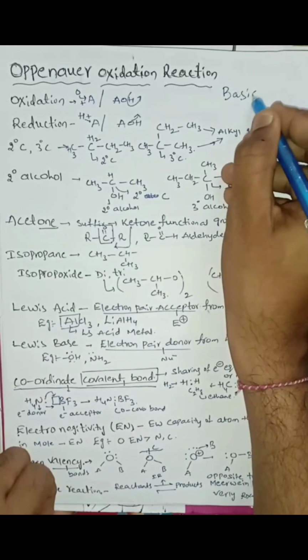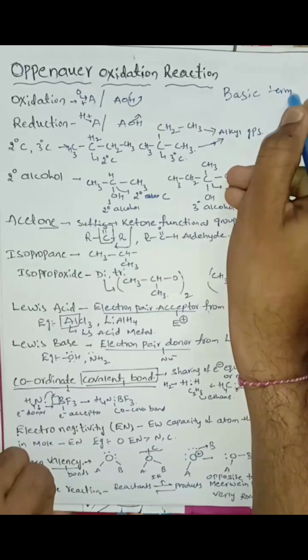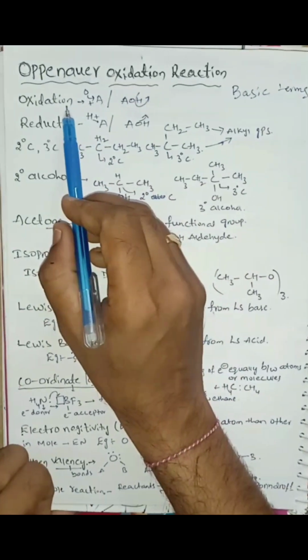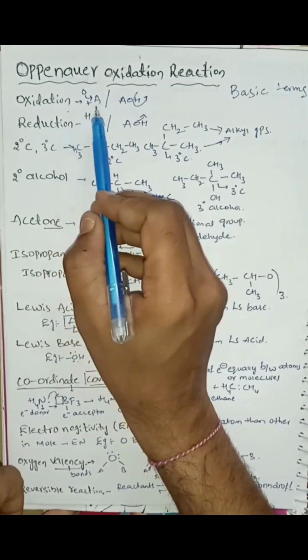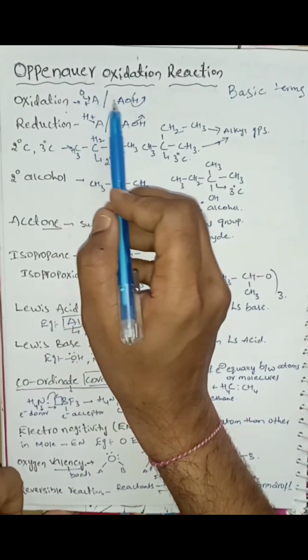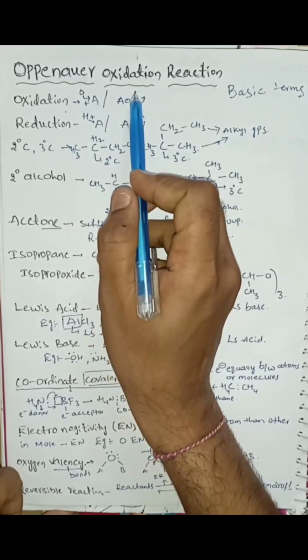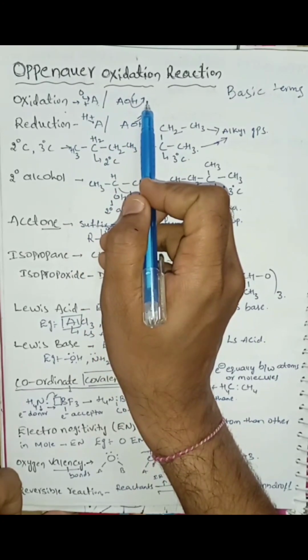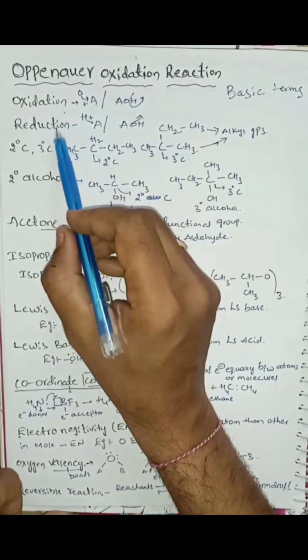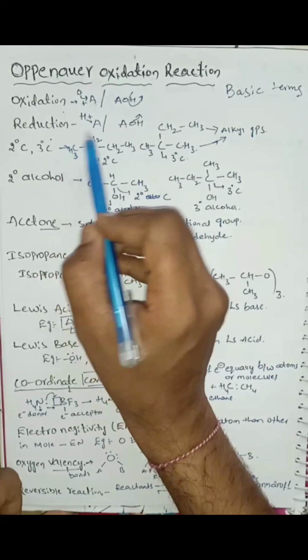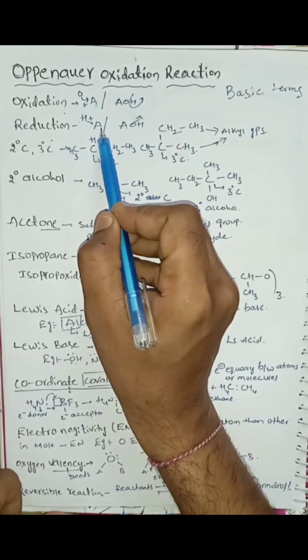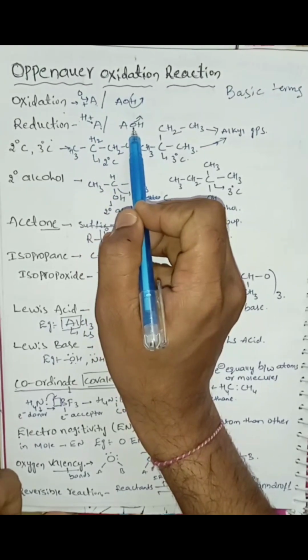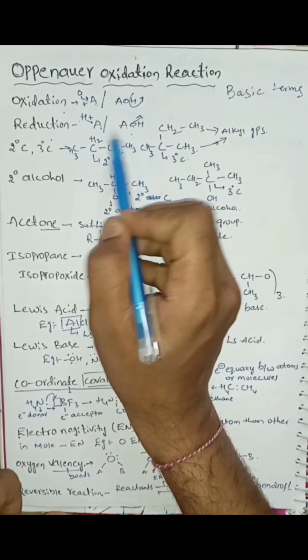basic terms for this reaction. So first one is oxidation. Oxidation is the addition of oxygen or removal of hydrogen from a compound. Next, reduction. Addition of hydrogen to a compound or removal of oxygen from a compound is reduction.